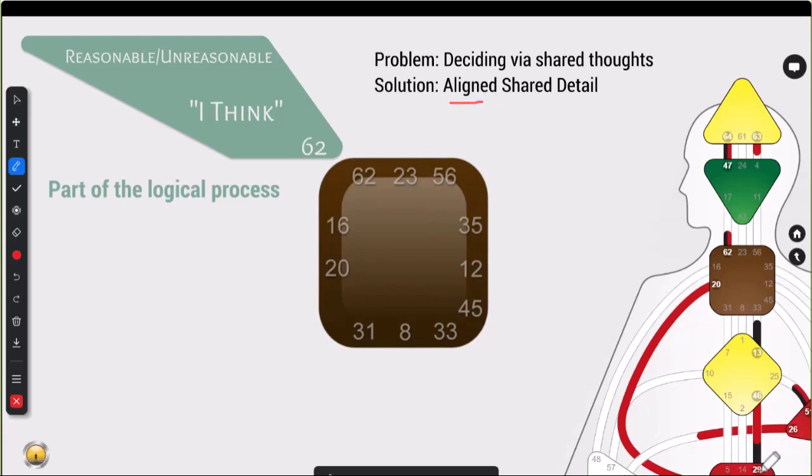In response, sharing detail, because a 62 is a detail expression gate. It has the ability, one of two detail gates in the design. This one has the ability to articulate logical formulas that are reasonable, that are in recognition of what's to come into the future, logical. And then sometimes they can be unreasonable as well. That's how you know where it's coming from.